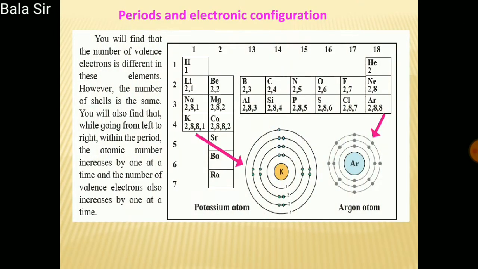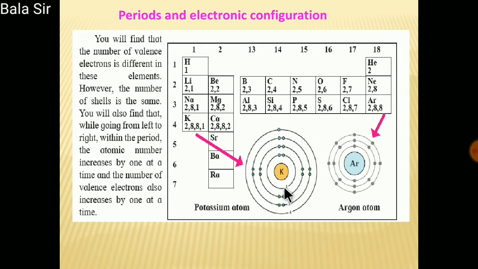Electronic configuration is written on the basis of their atomic numbers. If lithium is 3, so you split it into 2, 1. The first shell should be 2, second shell 8, third shell 8.